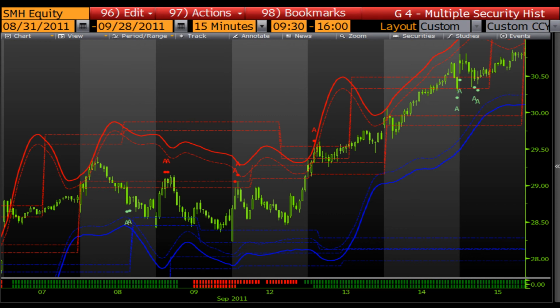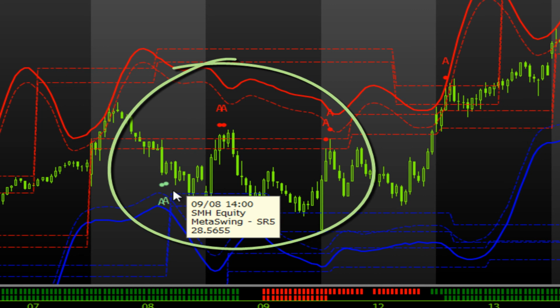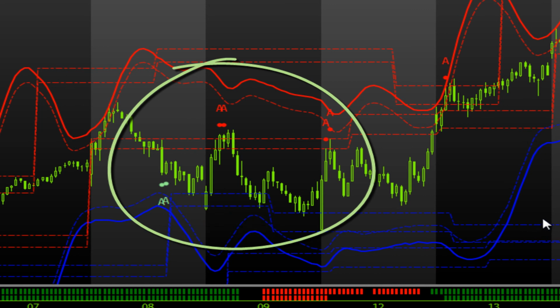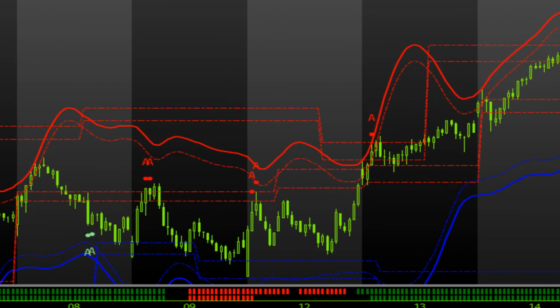Adeo signals work in any charting time frame. This is a 15-minute chart of the semiconductor holders ETF. Here you can see where Adeos are identifying short-term reversals and also good trend entry points when a trend is in place.